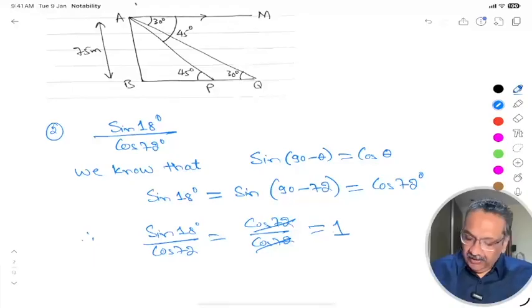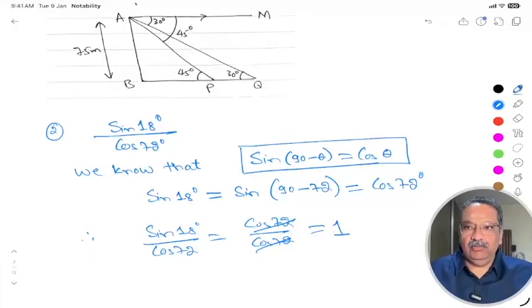1. Okay, so you should remember this formula. If you remember, you will be able to solve this.